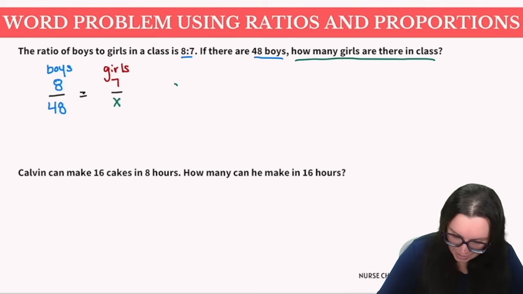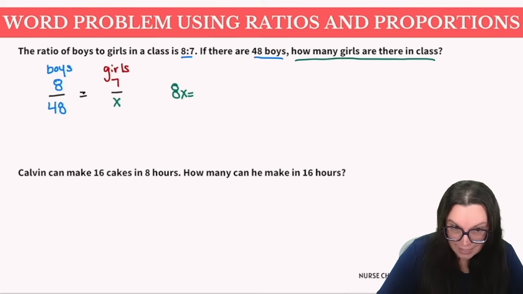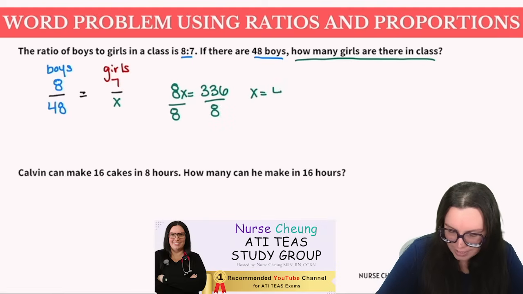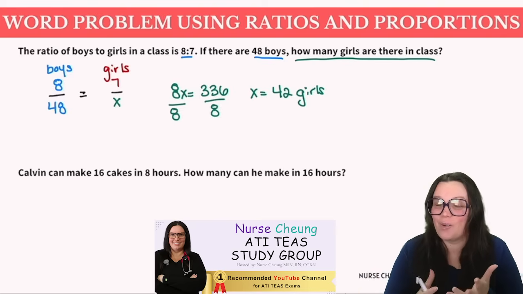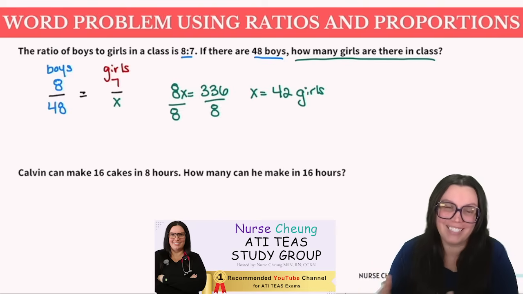So that's going to give us 8x is equal to 336. We need to isolate for x on both sides by dividing by 8, and that is going to give us the number 42. So we know we have 48 boys in class, and the number we didn't know is now we have 42 girls in that class.